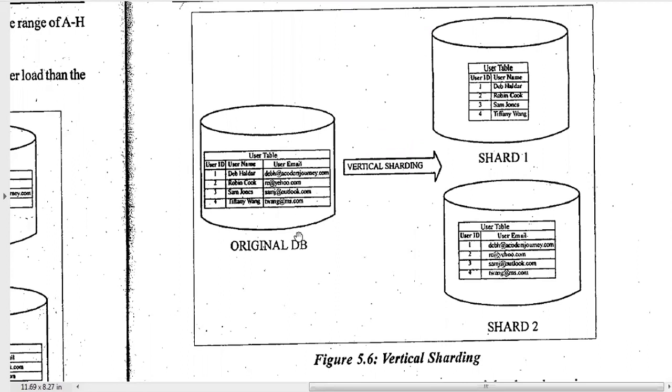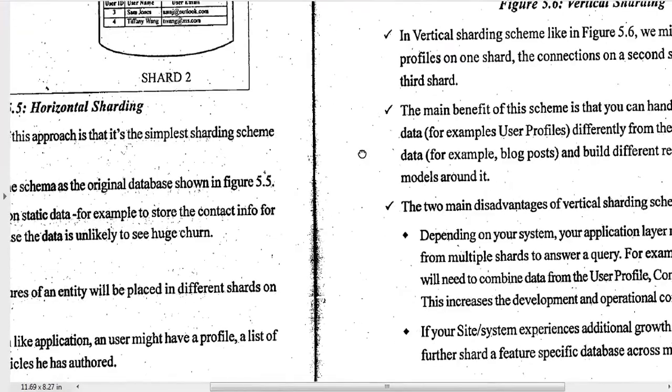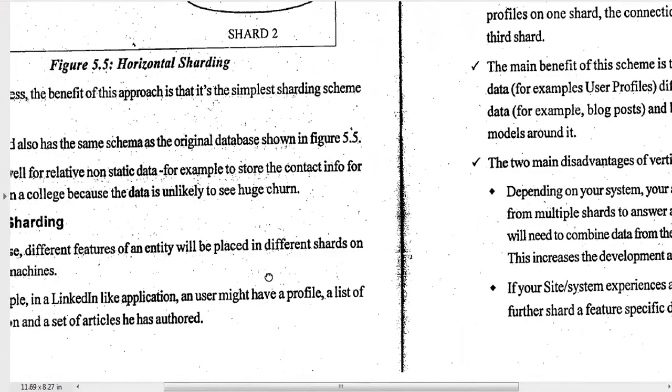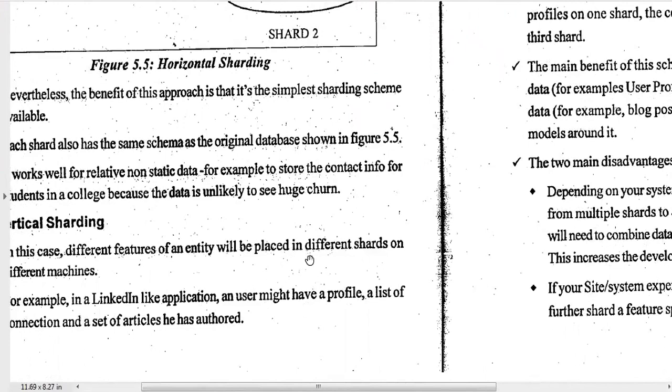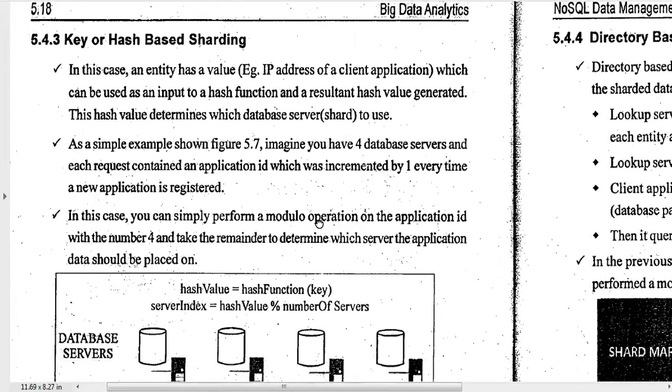So you can see in this example, this is your original database. You have the user table with user name and user email, and in the vertical sharding you are splitting column-wise, that is, user ID and username in one shard, and user ID and user email in another shard. This is another way of performing vertical sharding, based on convenience, whether it is feasible to go for horizontal sharding or vertical sharding. And in the Hive environment, you can select a particular sharding method.